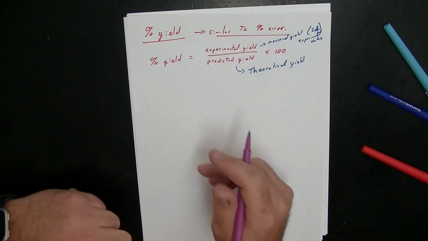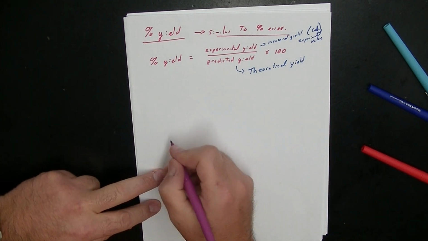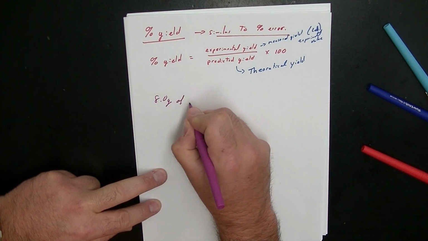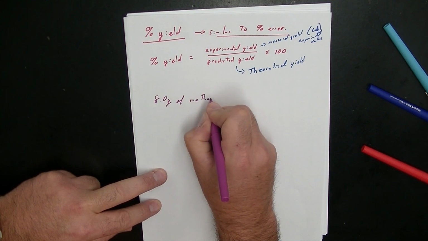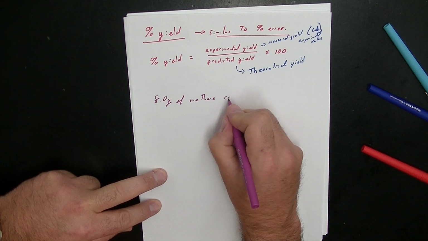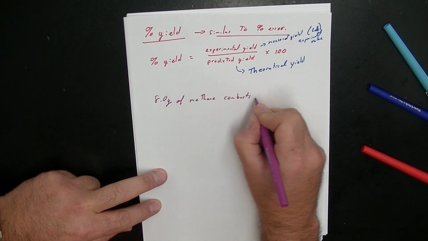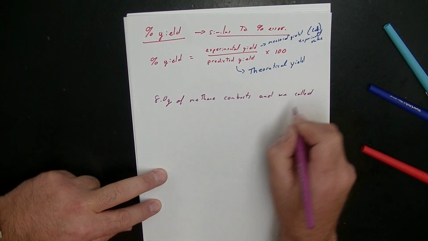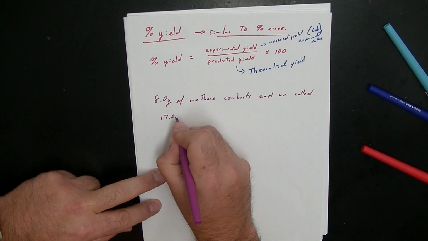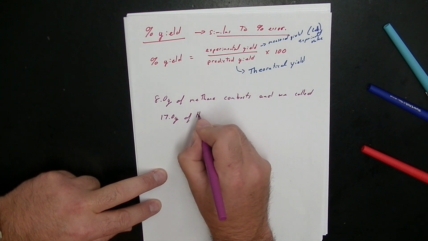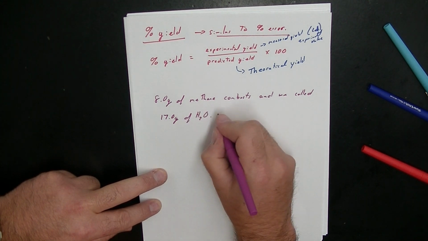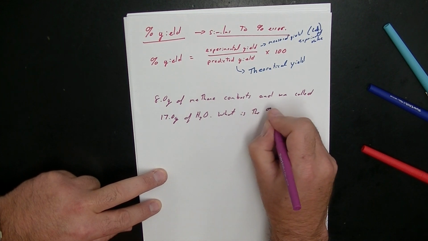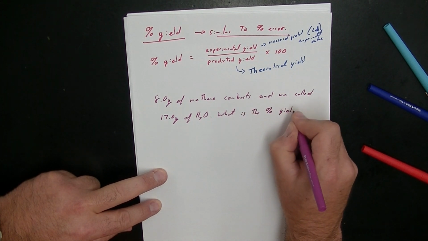We'll use a problem. So let's say we have 8.0 grams of methane combusts, and we collect 17.0 grams of H2O. What is the percent yield?